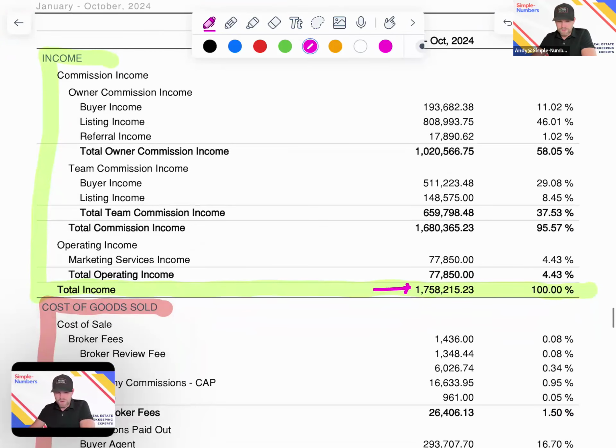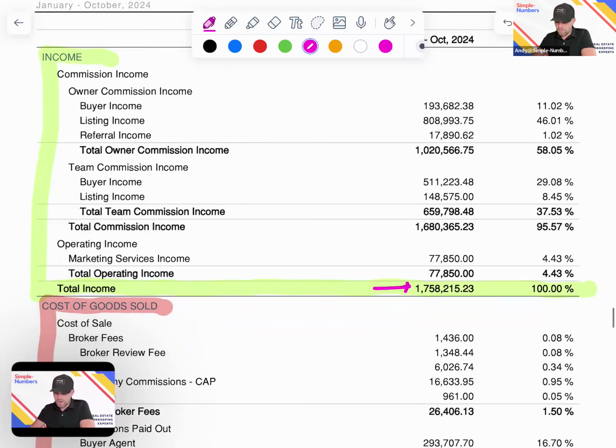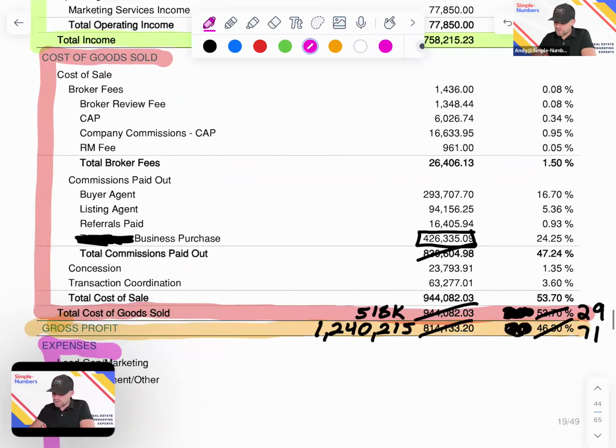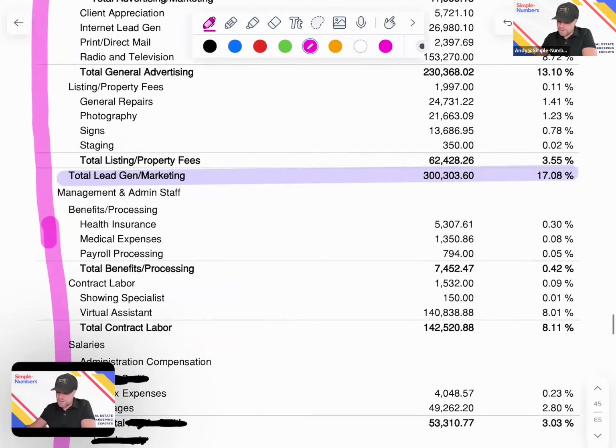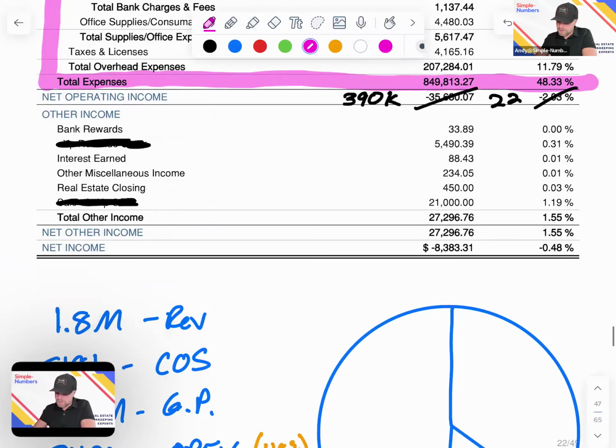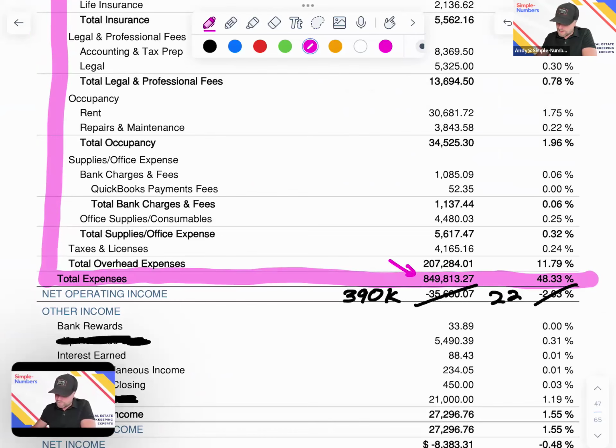So here's a team, 1.75 million in total revenue, 1.8 we'll call it. Cost of goods sold, I made some adjustments here because there was a line item in here for a business loan that really doesn't affect the numbers for our purposes. So really his total cost of goods sold was $518,000, or about 29%. Gross profit, 1.2 or 71%. Then we had our operating expenses of 850 or 48%. And we were left with 390 or 22%.